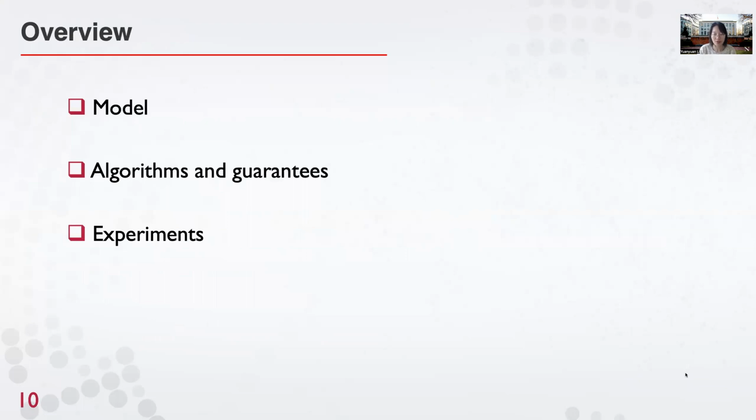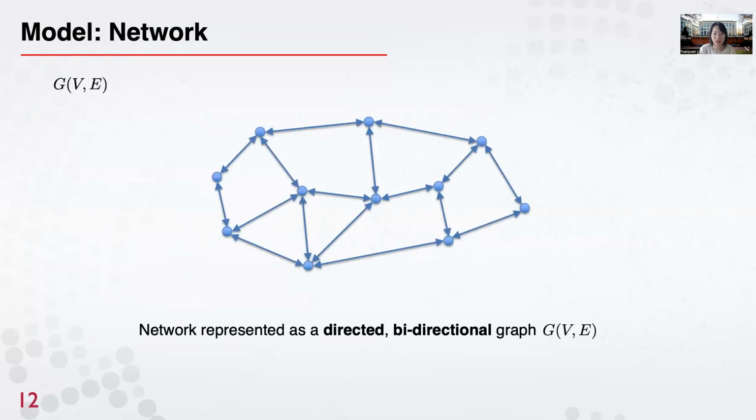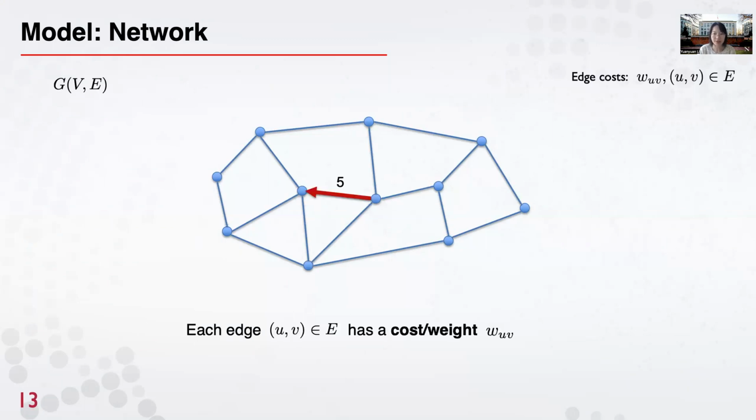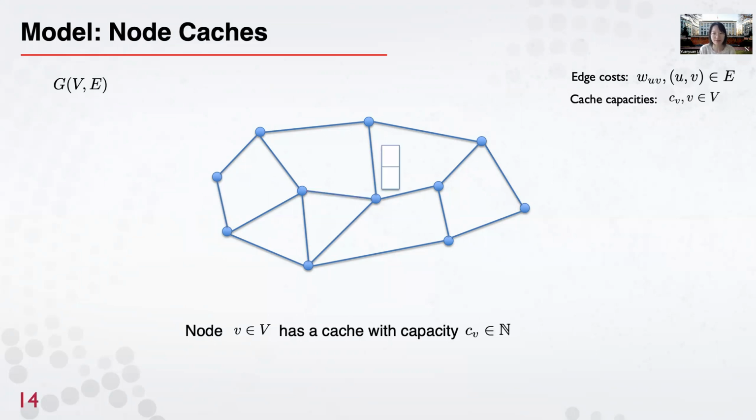In the remainder of this talk, I will overview our work in three parts. First, I will start with how we formulate our model. Think of a network represented as a directed graph G. Assume that we assign a weight W on each edge. This weight could be routing costs or delays when the contents traverse the edges.